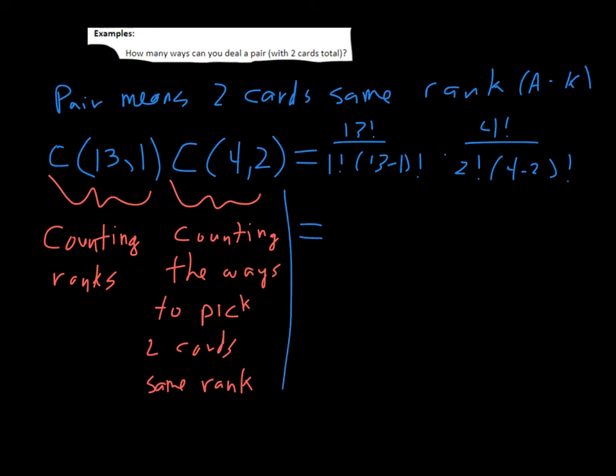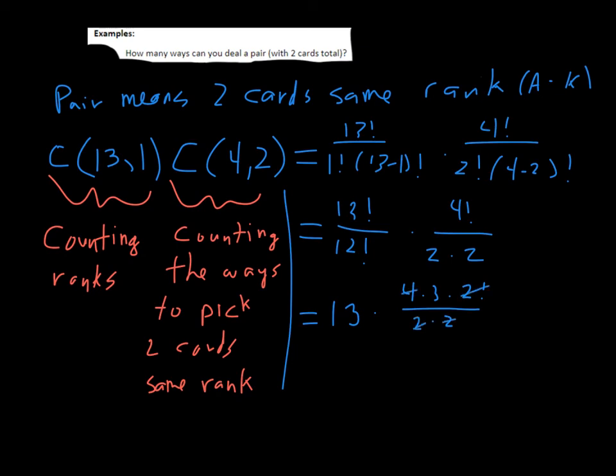And this works out to be 13 factorial. 1 factorial is just 1, so 13 minus 1 factorial is 12 factorial, multiplied by 4 factorial. 2 factorial is 2 times 1, which is just 2, and then 4 minus 2 factorial would just be 2. So this works out to be 13 multiplied by 4 times 3 times 2 factorial over 2 times 2. So these cancel. 2 cancels with 4 and leaves 2. So we are left with 13 multiplied by 6, which is, what, 78?